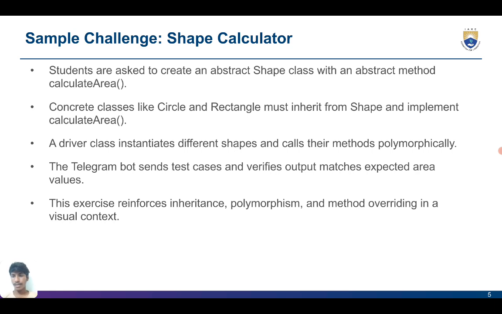Sample challenge: shape calculator. Students are asked to create an abstract shape class with an abstract method calculate area. Constraint: classes like circle and rectangle must inherit from shape and implement calculate area. The driver class instantiates different shapes and calls their methods polymorphically. The Telegram bot sends test cases and verifies output matches expected area values. This exercise reinforces inheritance, polymorphism, and method overriding in a visual context.